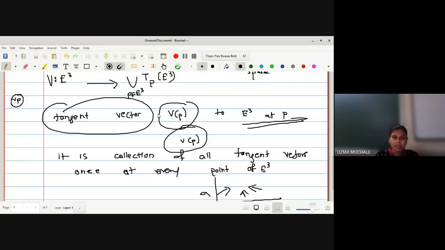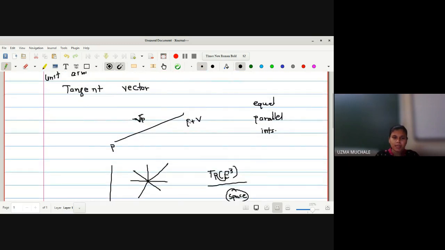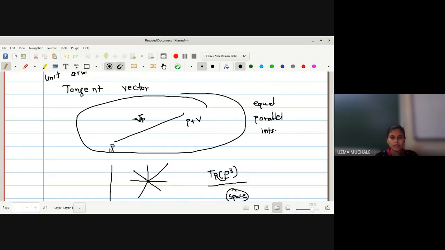And what was it here? In general, a tangent vector. Here it is in general a tangent vector. You can take this P anywhere, and P plus V is also given.